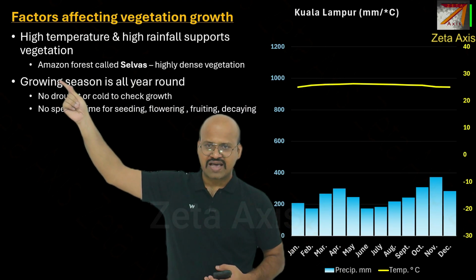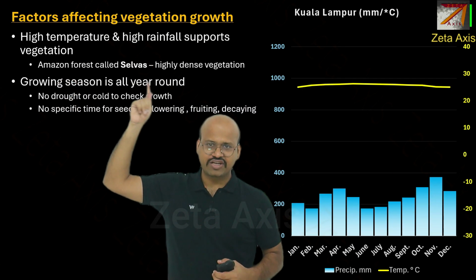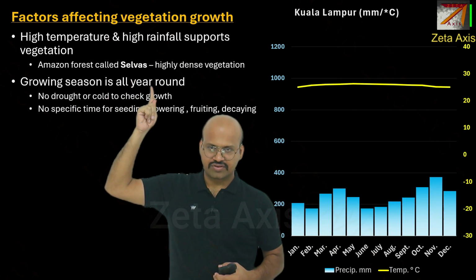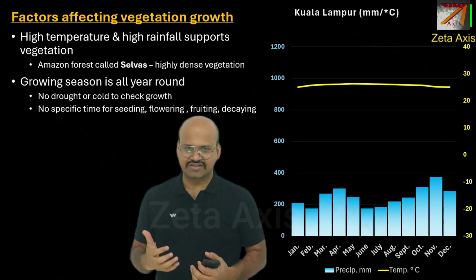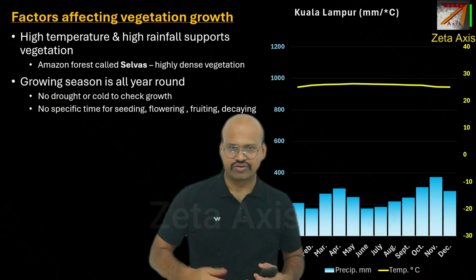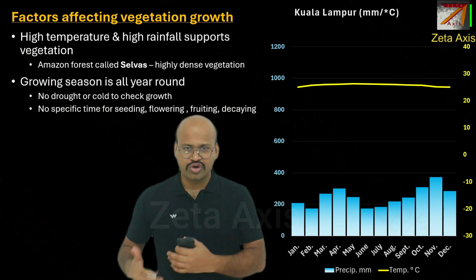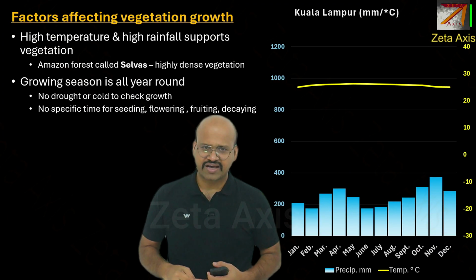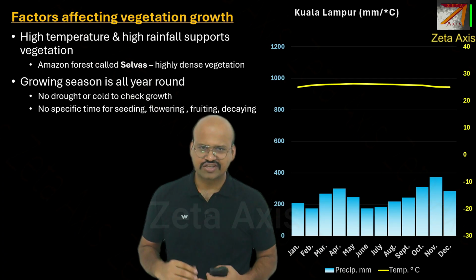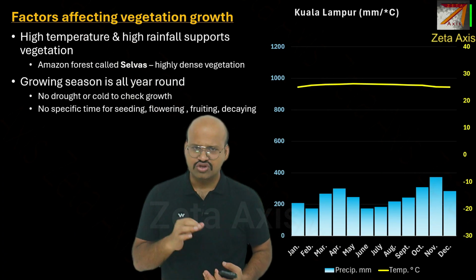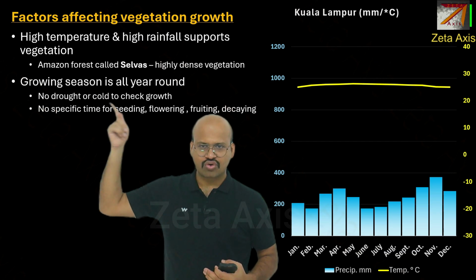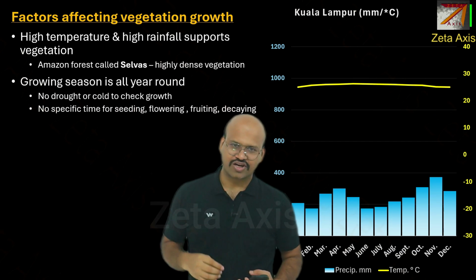The Amazon forest has very dense vegetation and it is called selvas. The growing season is all year round. In different climatic situations, like in the higher latitudes, we see that there is a distinct growing season. Like there is a spring season when trees grow, and there are other seasons like autumn when the trees do not grow much. But here there is no distinct growing season. There is no drought or cold to check the growth. So plants can grow throughout the year.